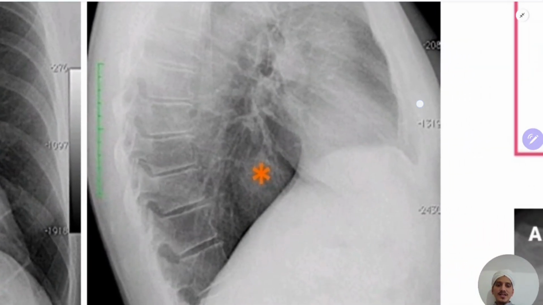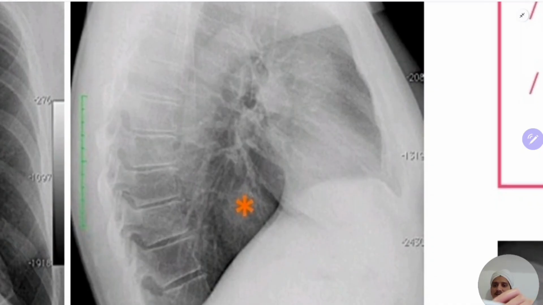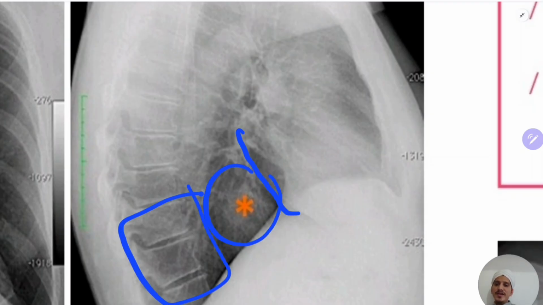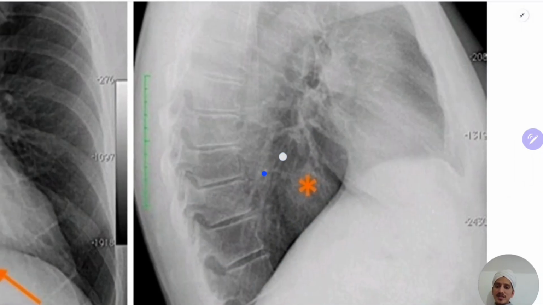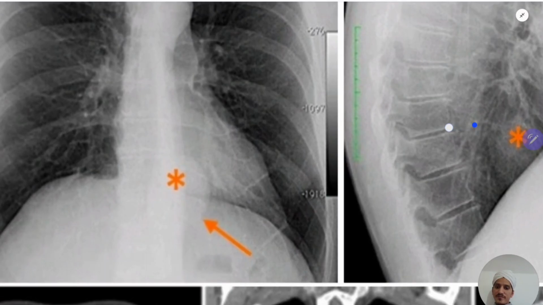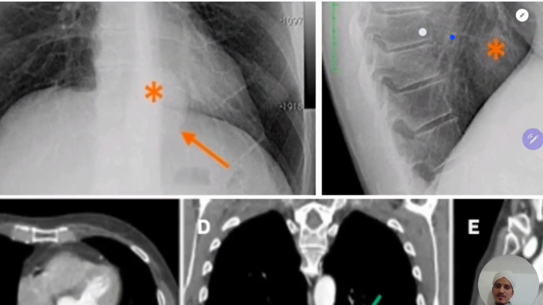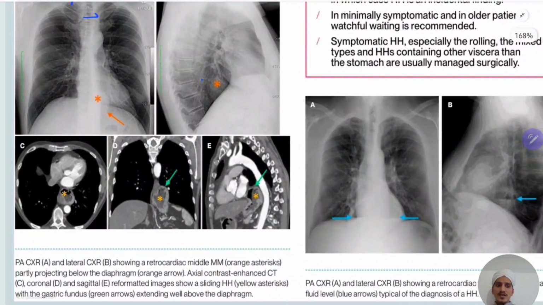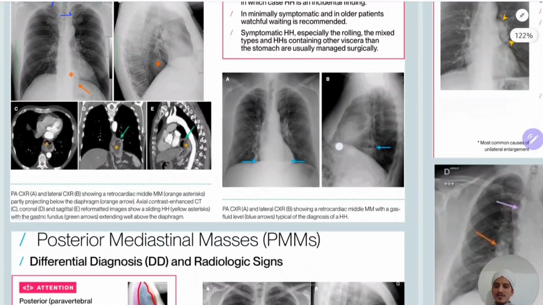Now in the lateral chest X-ray, see the mass is posterior, this is the heart shadow. The mass is posterior to the heart, but it is anterior to the spine. That means the mass is in the middle mediastinum. No hilum overlay sign, no angle border sign, nothing you are able to see here. So that is the diagnosis.